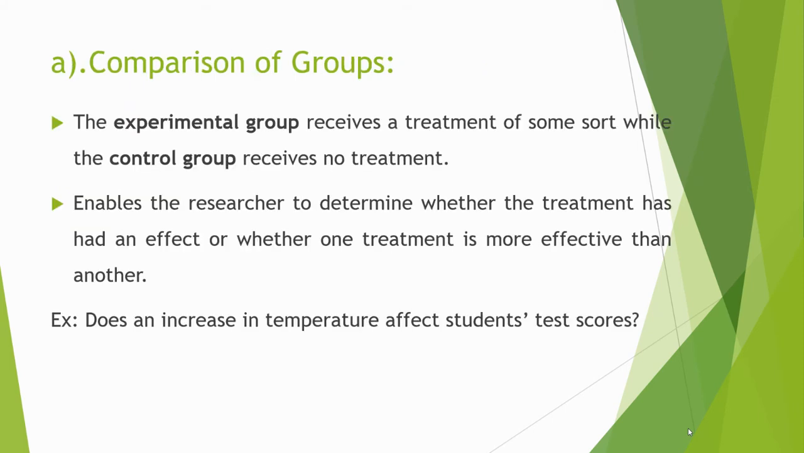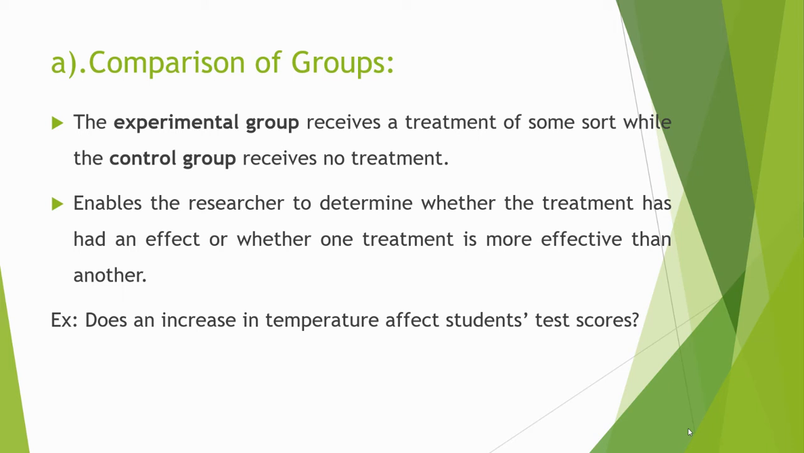Basically, this design involves two groups: the experimental group and the control group. In comparison of groups, the experimental group receives some form of treatment while the control group receives no treatment, and the two are compared against each other. In doing this, it can help the researcher to determine whether the treatment has had an effect or whether one treatment is more effective than another.